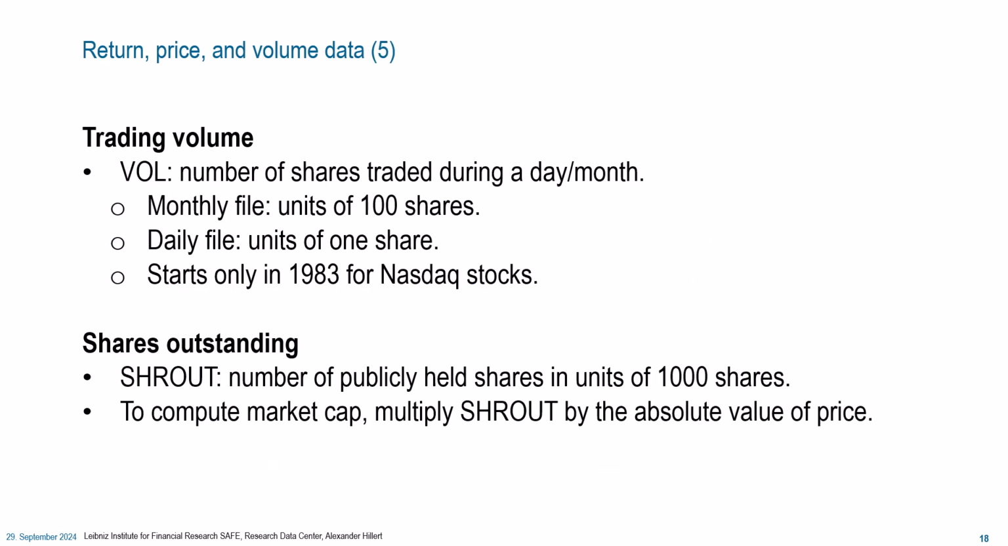The last set of variables that you might need is information on how often or how much a stock is traded, and here volume is a variable of interest for you. It's the number of shares traded during a day for the daily CRSP files, or in a month for the monthly CRSP files. There's one difference in recording. If you work with daily files, volume is recorded in units of 1 share. So if you get a volume of 10, it means 10 shares are traded.